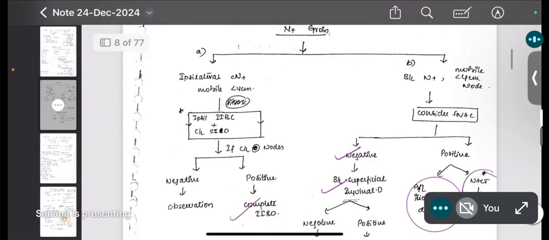Next, coming to N plus. In N plus, superficial Catalona.